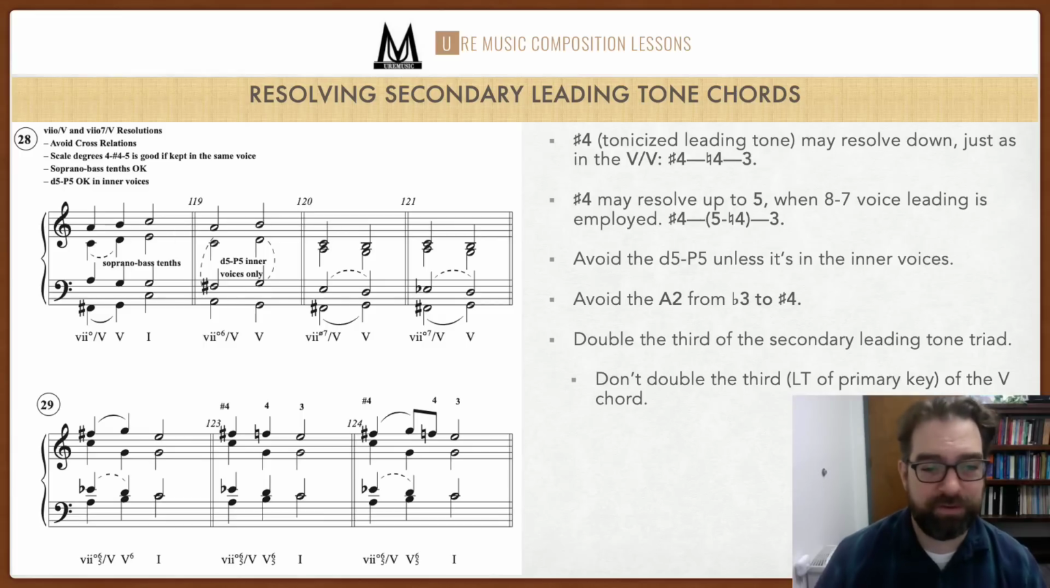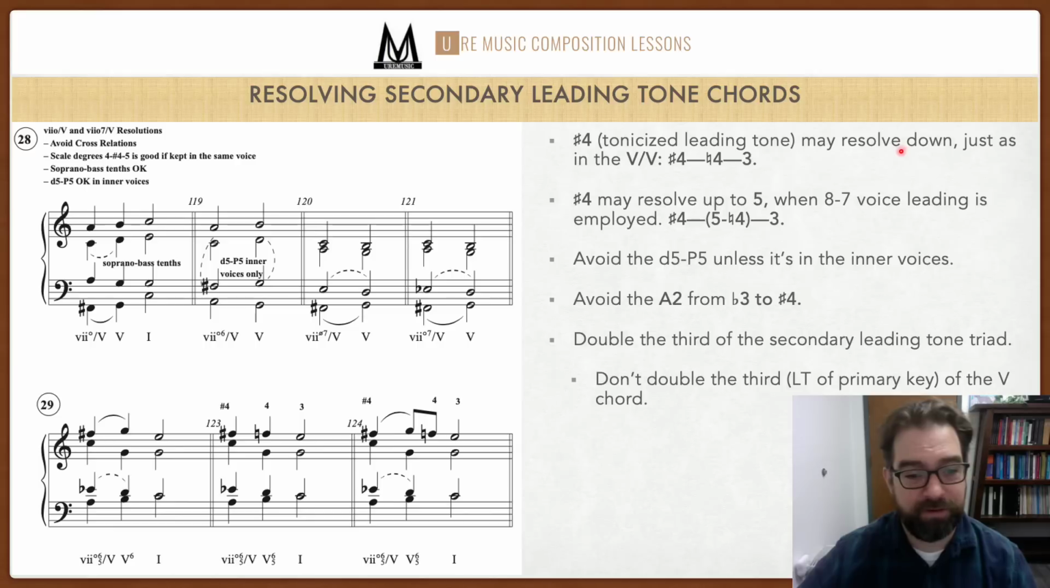So when you're resolving your secondary leading tone chords, you're essentially using the same basic principles as when resolving your secondary dominants. So your sharp 4 can resolve down just as with the V of V. So you'd have sharp 4, 4, 3, and here we have an example, measure 123 and 124. It's still sharp 4, 4, and 3. Here's an example of how you can actually resolve it. You can have the leading tone go up and then come down to the 4.